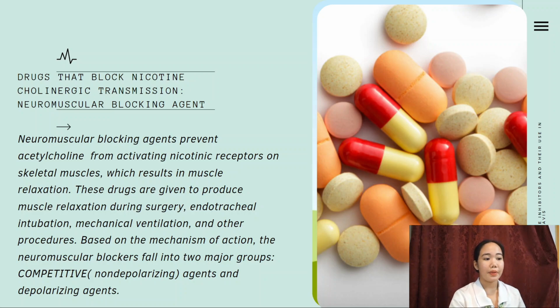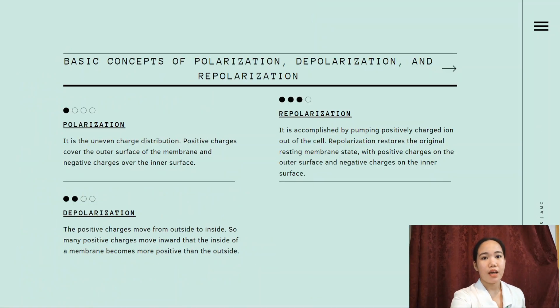Based on the mechanism of action, neuromuscular blockers fall into 2 major groups, which are the competitive non-depolarizing agents and depolarizing agents. Next we have the basic concept of polarization, depolarization, and repolarization. Polarization is the uneven charge distribution, with positive charges over the outer surface of the membrane and negative charges over the inner surface.